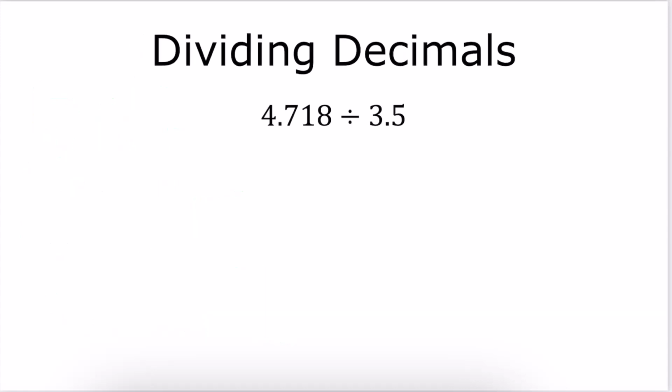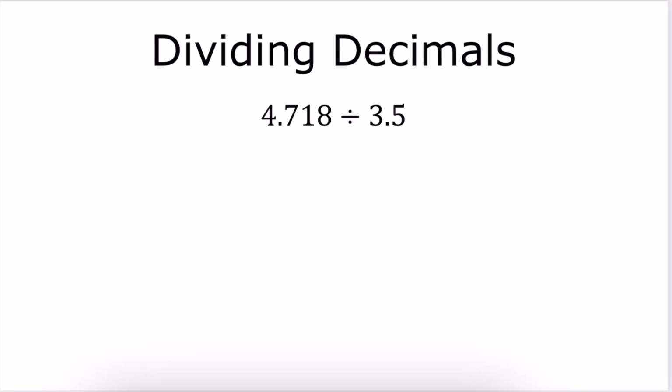Because if we want to divide a decimal like 4.718 divided by 3.5, that is not something you want to try to do on a number line. And it's also not really something that you can do with sharing division with base 10 blocks, because it's difficult to split something up into 3.5 groups, because 3.5 is not a whole number. And so what you would want to do instead is change this division problem to something that will have the same answer, but will be easier to calculate.